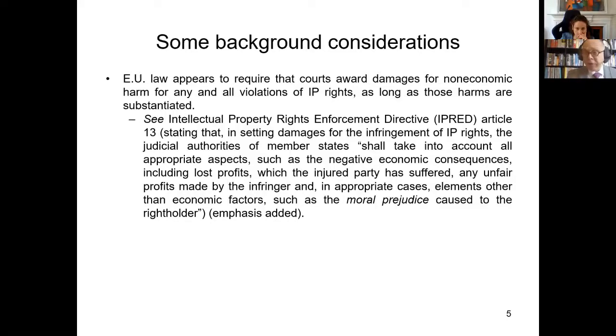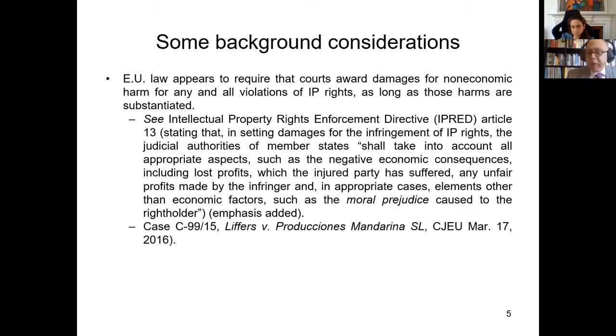We also see a very similar provision in the recent Trade Secrets Directive. So even in that body of law, at least it seems to be within the contemplation of the European Parliament that there could be moral prejudice that would be compensable depending on the facts. And there has been some case law before the Court of Justice for the European Union, most notably the Liffers case from 2016. I'll talk a little bit more about that case in a few minutes.